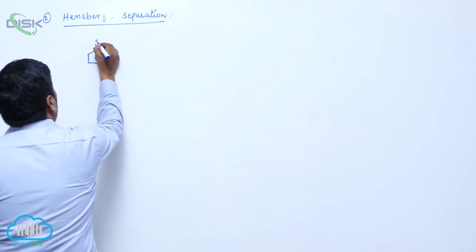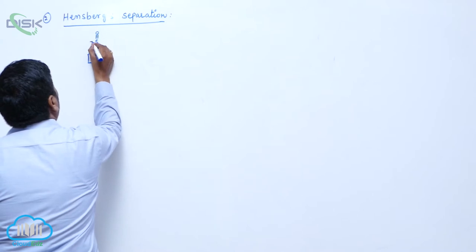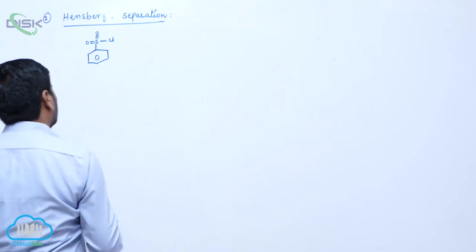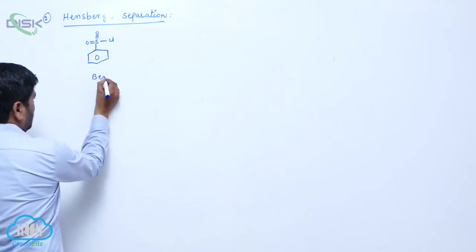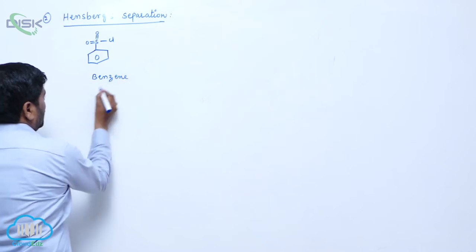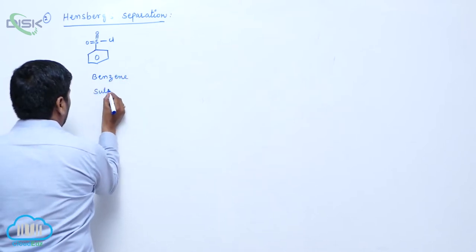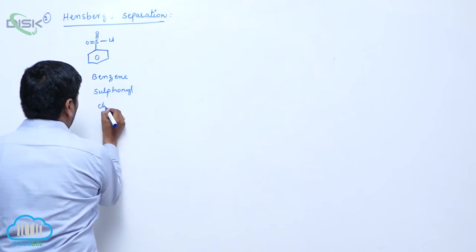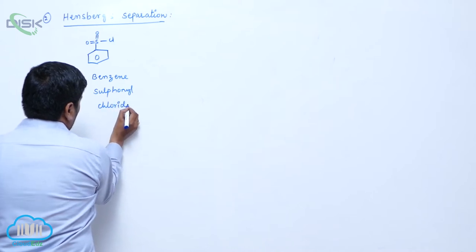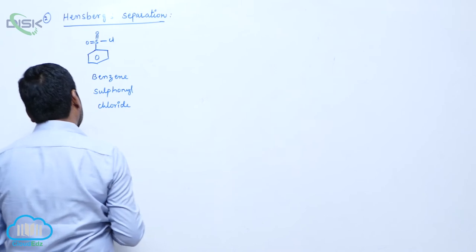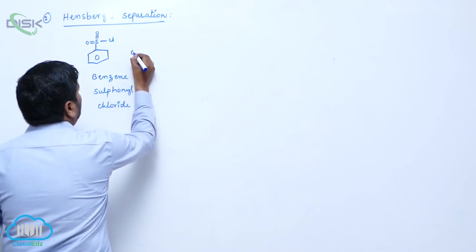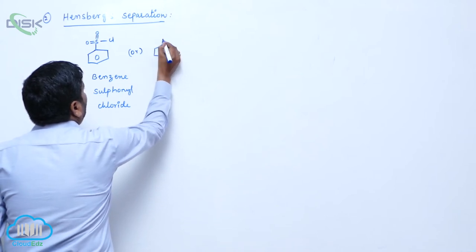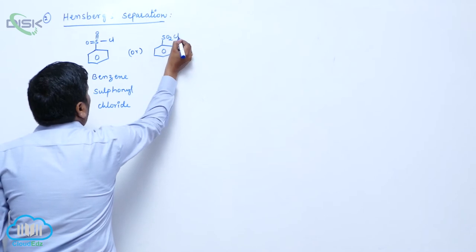Benzene sulfonyl chloride. This is commonly known as Hinsberg reagent. Its formula is C6H5SO2Cl.